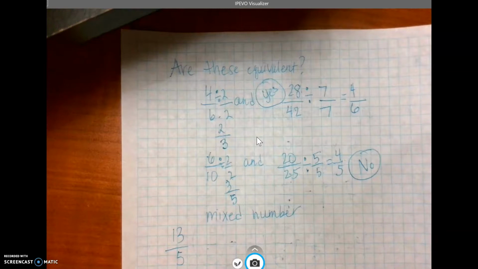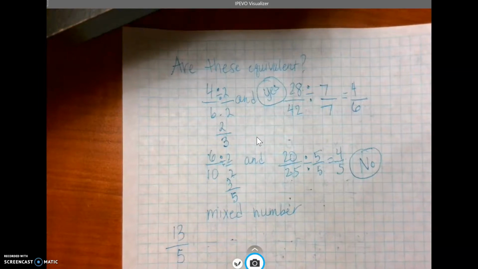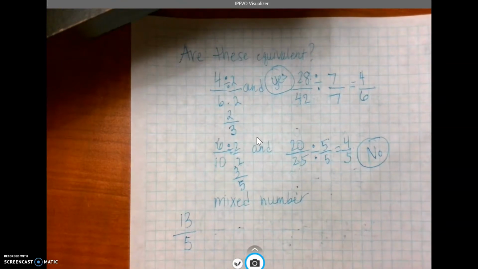Okay, draw a line. The last thing we're going to do is convert an improper fraction to a mixed number, and then a mixed number back to an improper fraction. Okay, so we're going to start with 13 fifths, and we're going to change that into a mixed number.